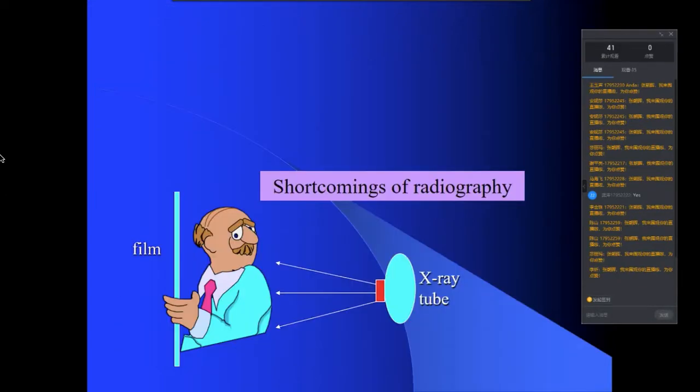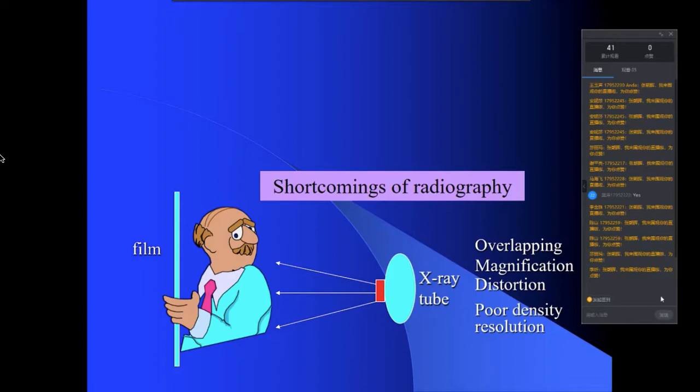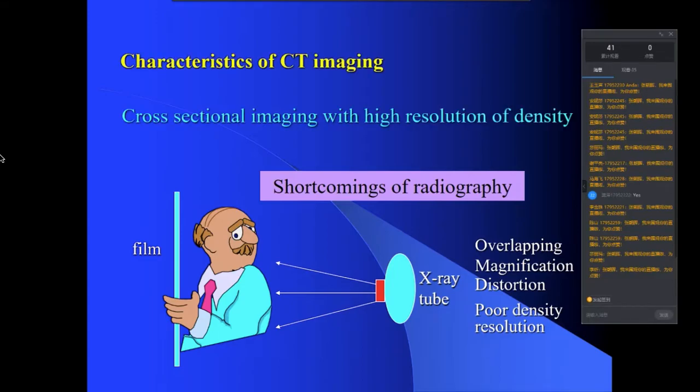Now let's talk about the characteristics of CT imaging. Remember the shortcomings of radiography? Imaging distortion, magnification, and overlapping of images from different structures. The cross-sectional imaging method of CT makes it avoid the shortcomings of radiography. And in addition, its density resolution is higher than that of X-ray. So CT is cross-sectional imaging with the highest resolution of density.